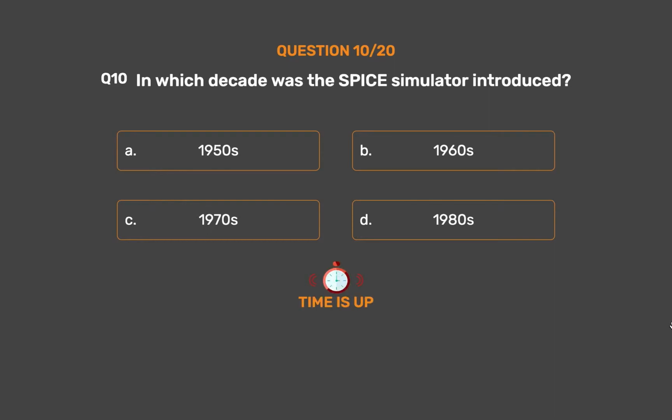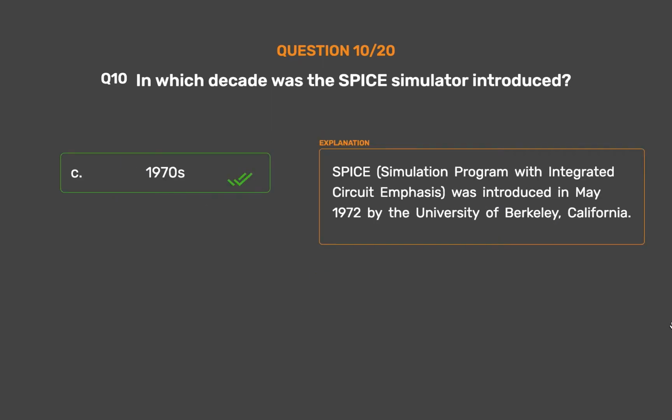The correct answer is Option C. 1970s. Spice, simulation program with integrated circuit emphasis, was introduced in May 1972 by the University of Berkeley, California.